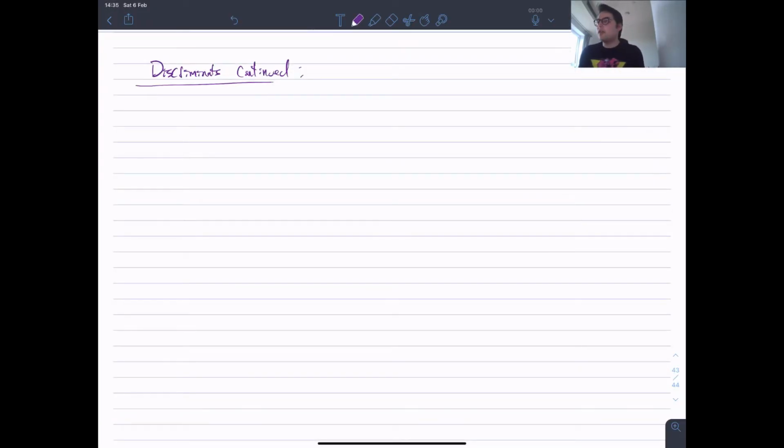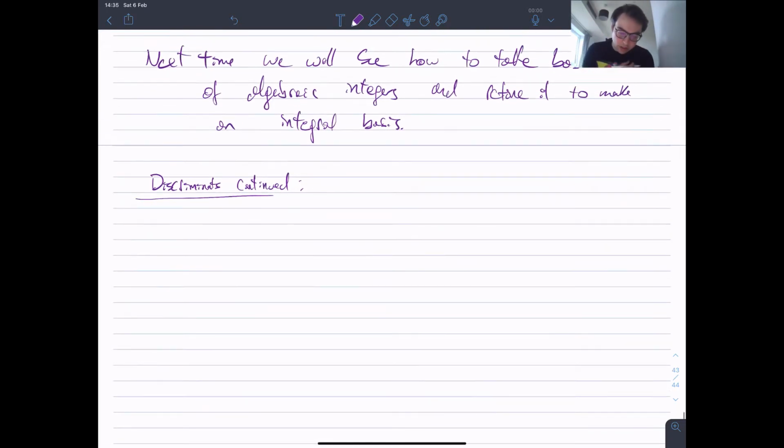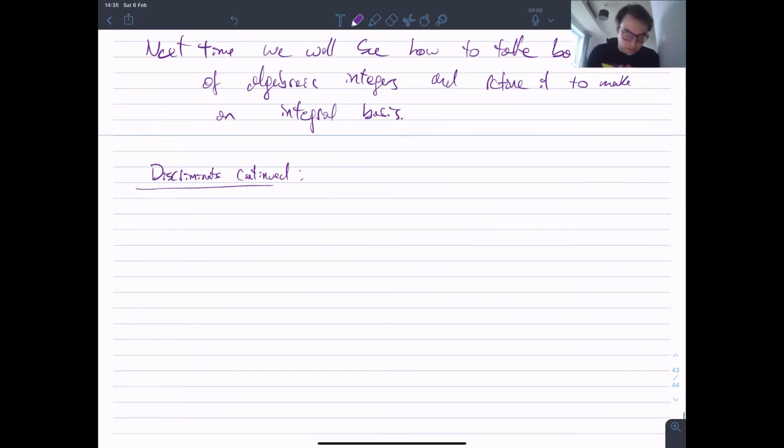Okay, so let's continue with discriminants. I said last time that we would look at how to make a basis of algebraic integers into an integral basis. So for this, I'm going to start with this very useful lemma, Lemma 2.2.7, which says the following.